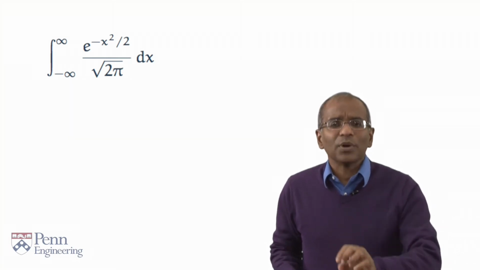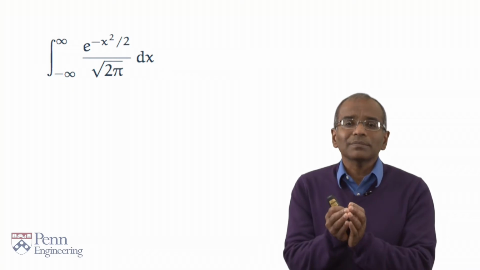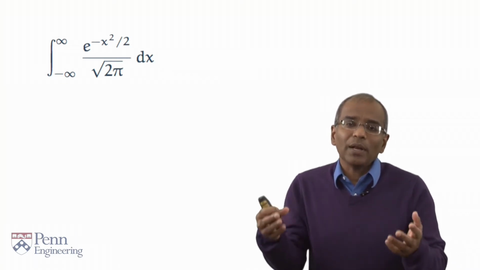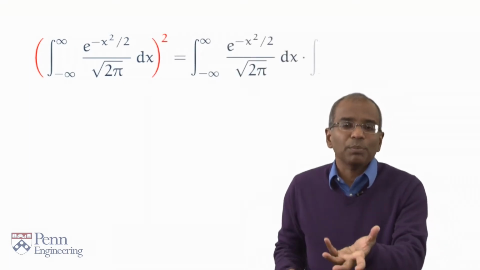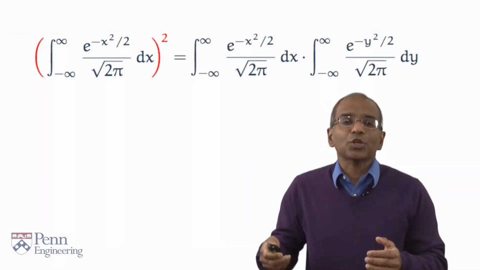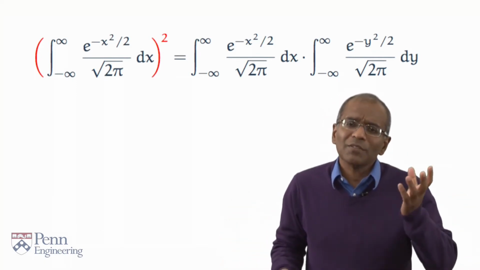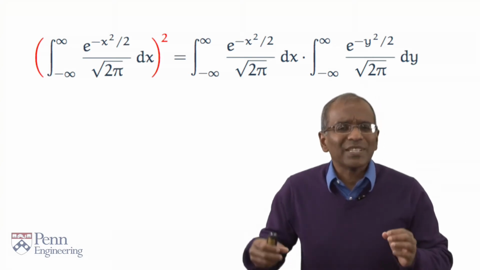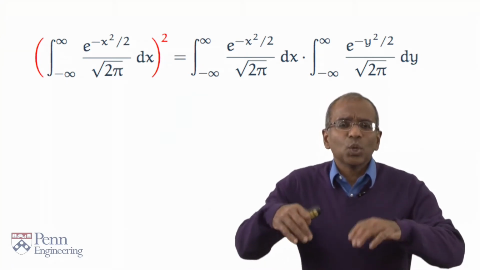So, here's the trick. If this integral is to be 1, then squaring it is 1 squared, and that should also be 1. The integral is clearly positive. So if I look at the square of the integral, and I can show the square is unit, then the integral itself must be 1. So here's a very simple idea. It sounds like a crazy idea, but humor me. Square the integral.